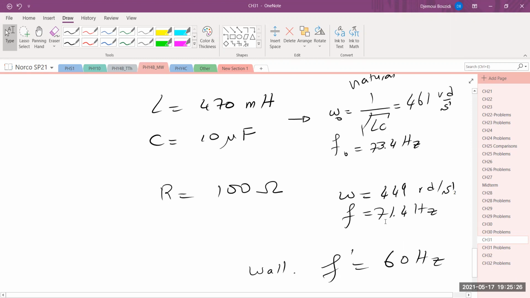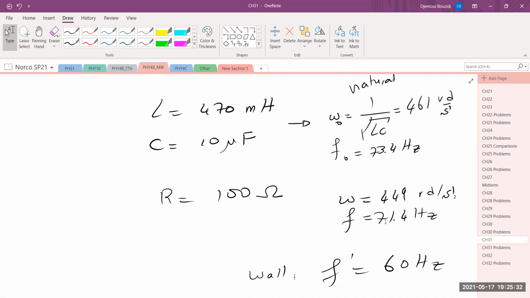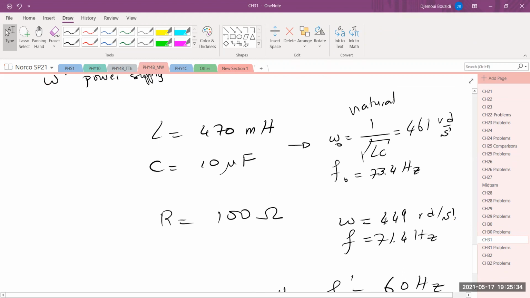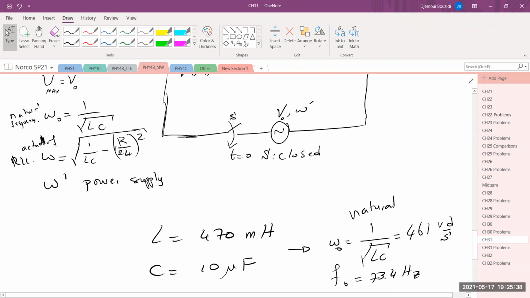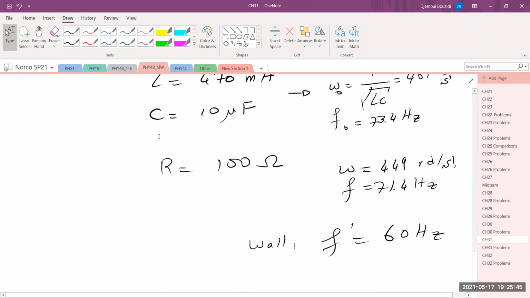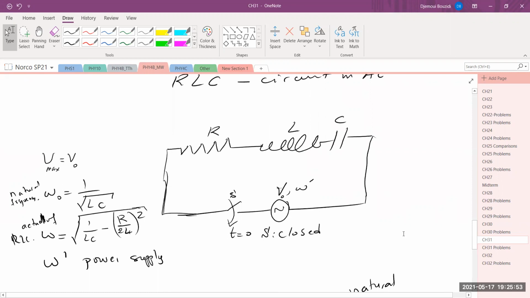If you don't want to mess around with L and C, you can play with R to change this number. You can even make it 0, because if you play around with R in here, you can make this whole thing go away. So there are things that you can do in here, but there is also f prime that is coming from the wall. So that is basically this circuit.